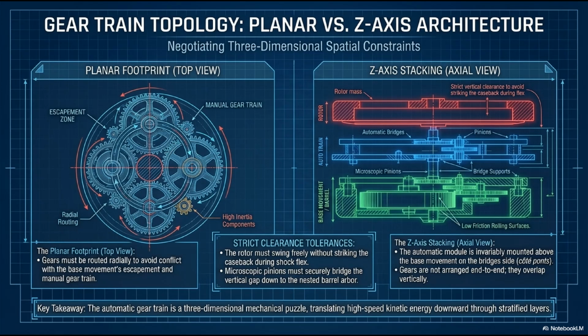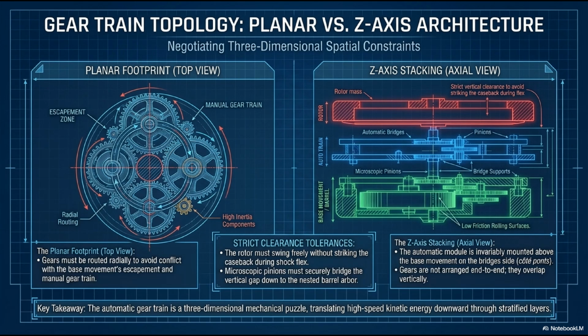Fitting all these gears into a watch requires negotiating severe three-dimensional spatial constraints. Let's look at gear train topology, planar versus Z-axis architecture. Look at the planar footprint on the left, the top view. The automatic gear train cannot just go wherever it wants. The gears must be carefully routed radially around the perimeter to absolutely avoid conflicting with the base movement's escapement and the existing manual gear train. It is a labyrinthine exercise in 2D space management.